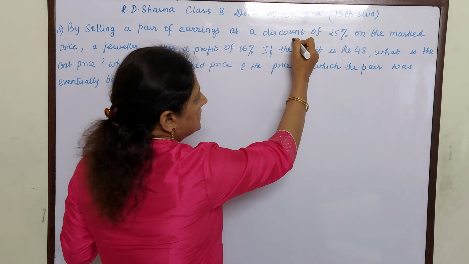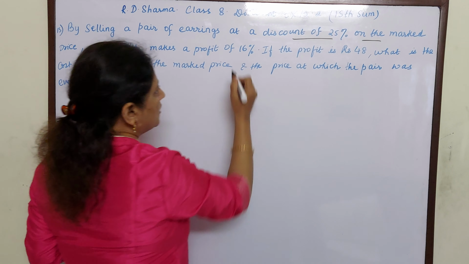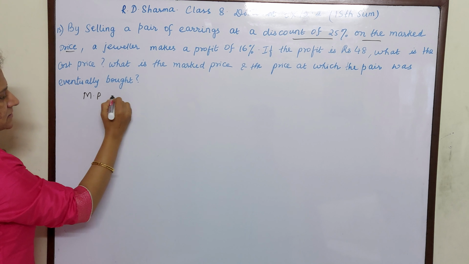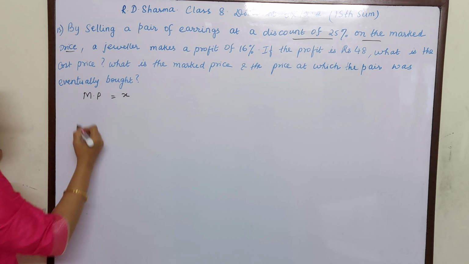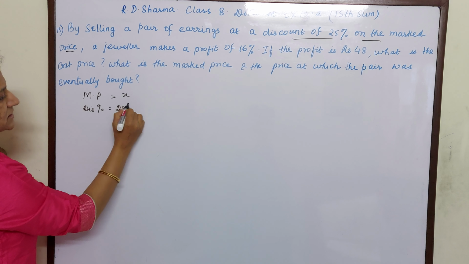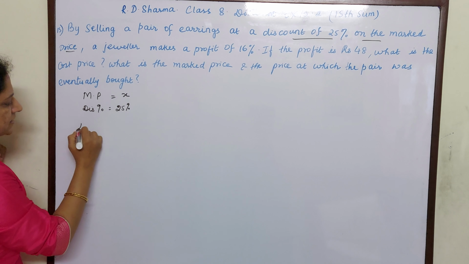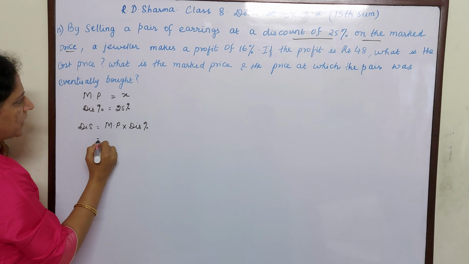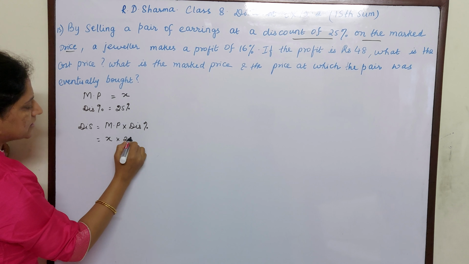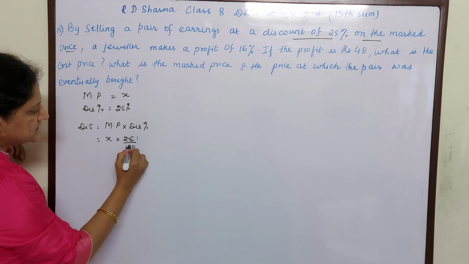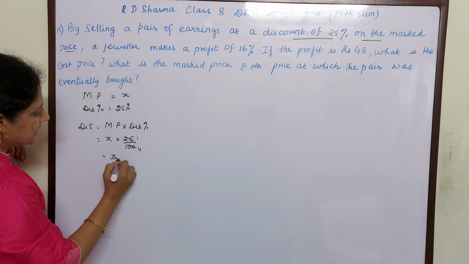We have the information that the discount is 25% on the marked price. So let us assume the marked price to be X because we don't know the marked price, and the discount percentage is 25%. So how do we find the discount, children? Discount is equal to marked price into discount percent. Marked price is X. Discount percent, 25%, we can write as 25 by 100. So 25 ones are 25, 25 fours are 100. So it is X by 4.